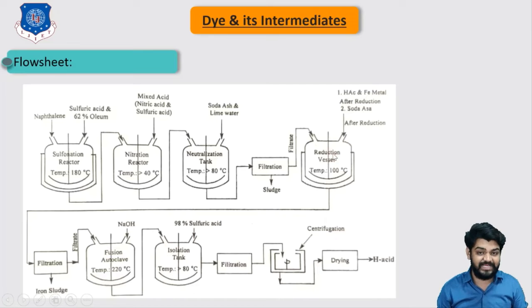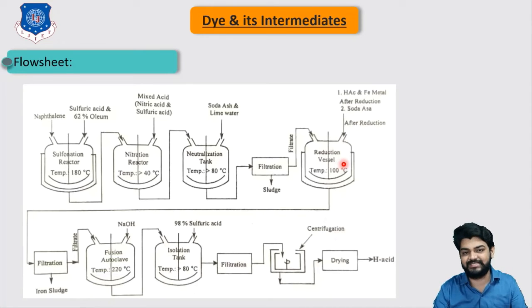Then after filtration, the filtrate is sent to the reduction vessel, where we achieve reduction and convert one of the sulfonic acid groups into the OH, right? So the sulfonic acid group is replaced inside this reactor by the ONa group, right? In which we add iron as the catalyst and soda ash for the replacement of the NO. This reaction is carried out at a temperature of 90 to 100 degrees Celsius.